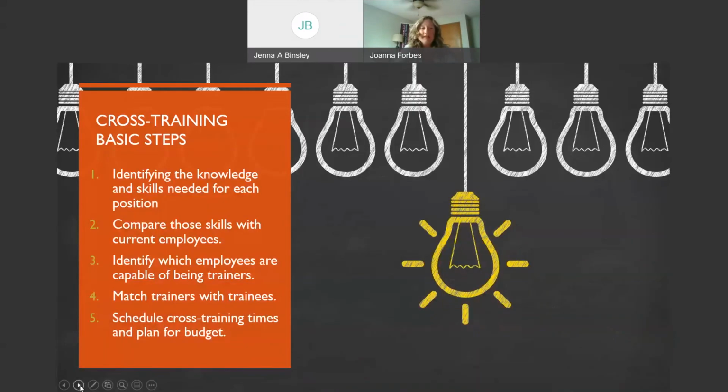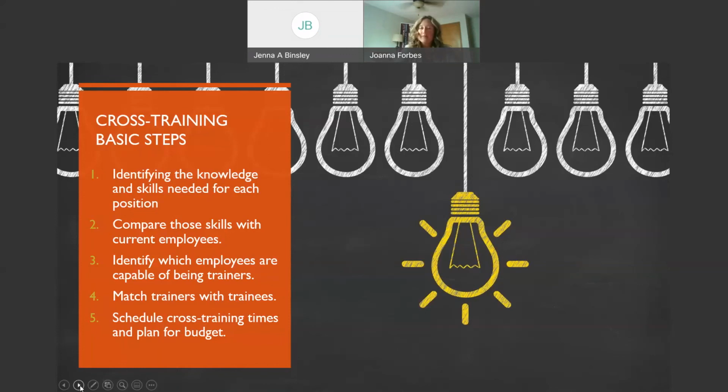So just some basic steps for cross-training, because it sounds simple. And again, these 5 steps you see on here can really happen in about 5 minutes, but you want to make sure that you're doing your due diligence. So you want to identify what knowledge and skill you need for each position, particularly the position that they're being cross-trained on. You want to compare those skills with your current employees. And then identify what employees are capable of being the trainers. As we all know, not all employees are trainers. Some prefer it and some do not.